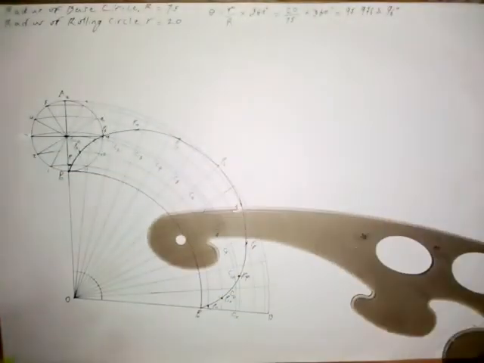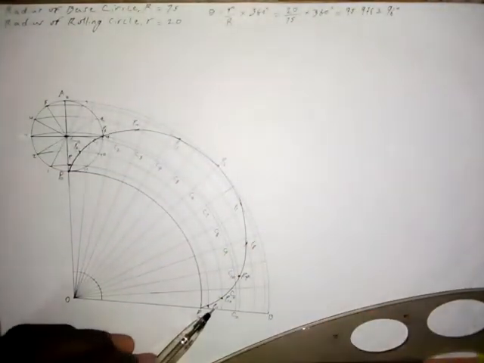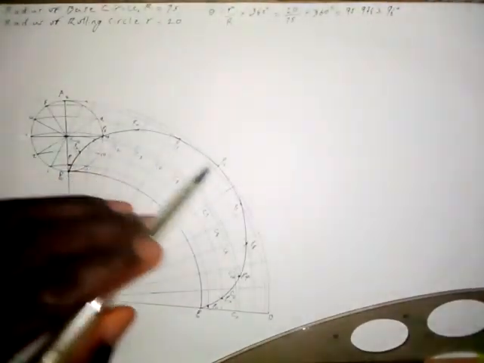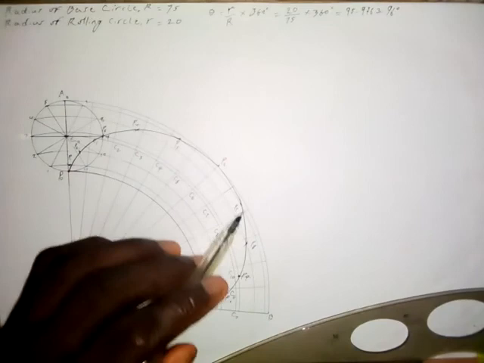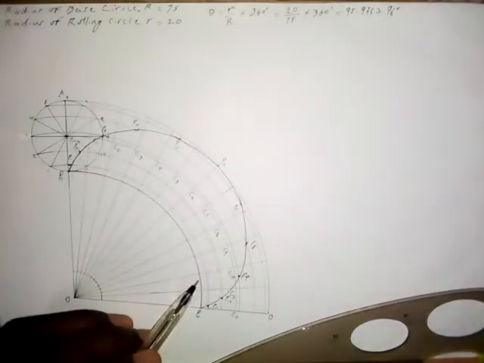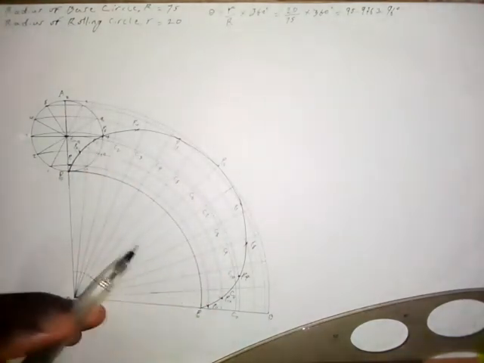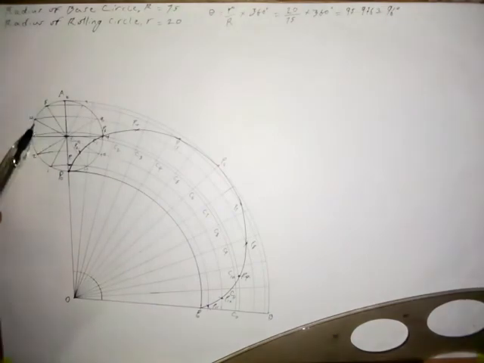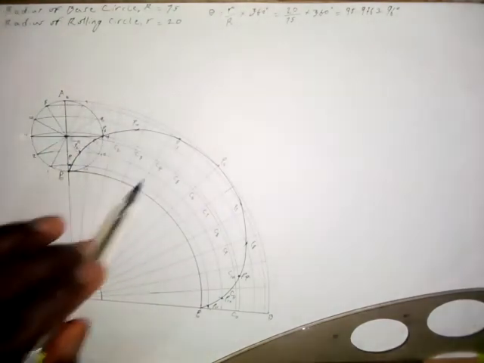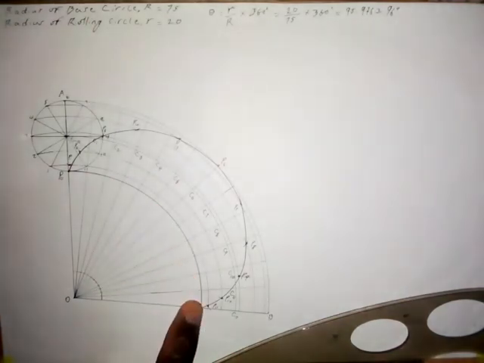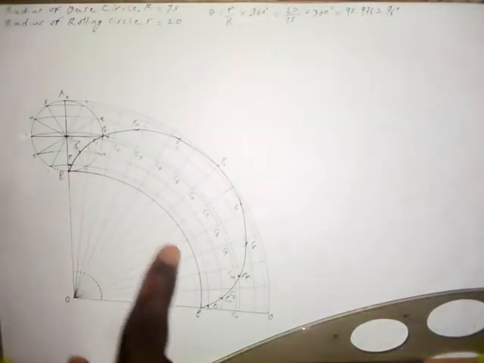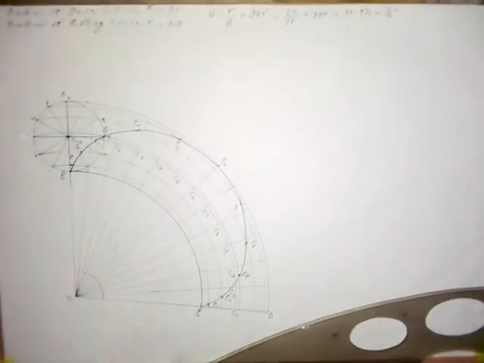So this curve that we have produced here is known as an epicycloid. This is the base circle, and this is the rolling circle. So when this circle is rolling on this arc of the base circle, this is the shape that will be formed.